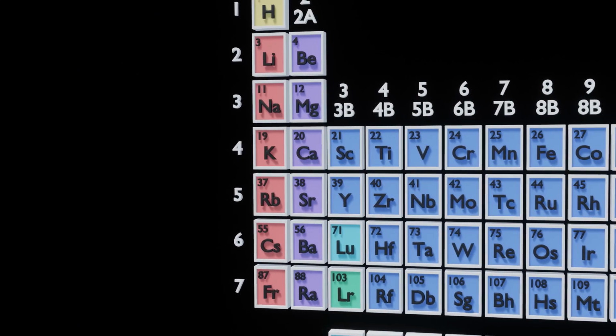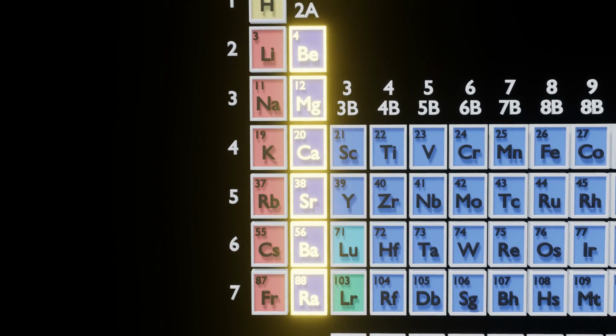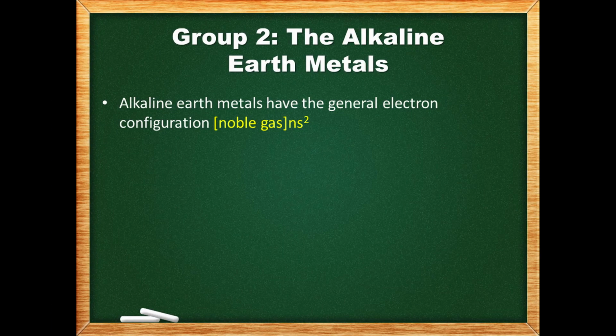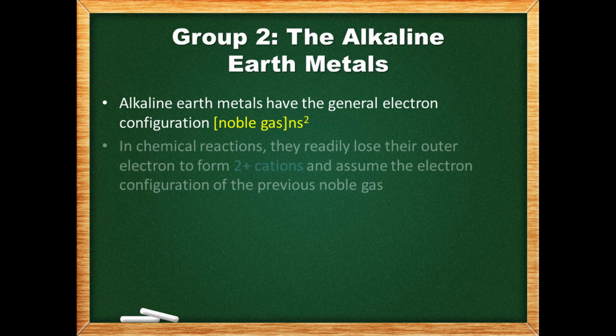To the right of this group, we have the alkaline earth metals, which are also silver-colored reactive metals. They have 2 valence electrons and the general ns2 electron configuration. They'll readily form 2+ cations by losing those 2 valence electrons.